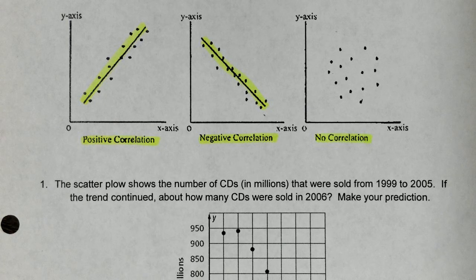For example, the larger the engine in a car, the less miles per gallon that car gets. And no correlation would be a situation where, let's talk about height and eye color. You don't have to be tall to have blue eyes. You don't have to be short to have brown eyes. There's no correlation between height and eye color.